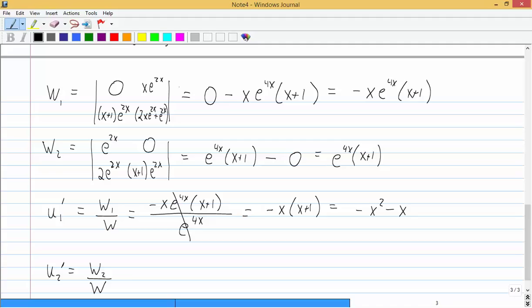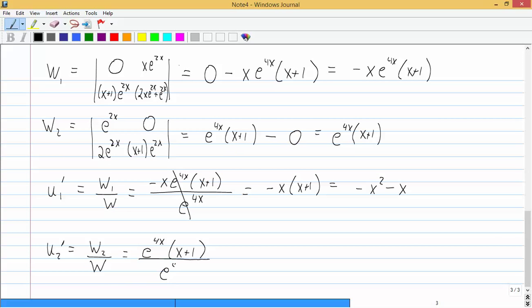Alright, our u sub 2 prime is equal to, see, Wronskian sub 2 was e to the 4x times x plus 1 divided by the Wronskian was e to the 4x. So you can see what cancels out, and you're just left with x plus 1. So you can see the u sub 1 prime and the u sub 2 prime simplified down to something that wasn't very complicated.